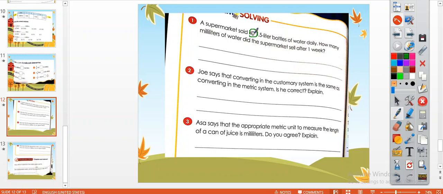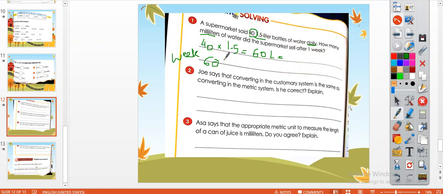They sold 40 bottles of 1.5 liters daily. In 1 day, he's asking how many milliliters. Let's convert this to the amount of milliliters they sell every day. Every day, you're going to multiply 40 by 1.5, which is 60 liters. 60 liters, this is per day. 60 liters per day.